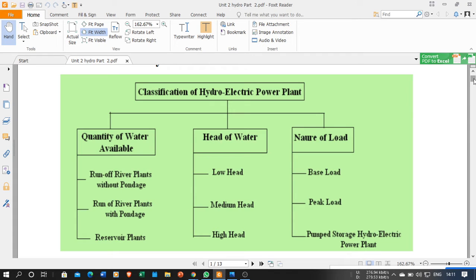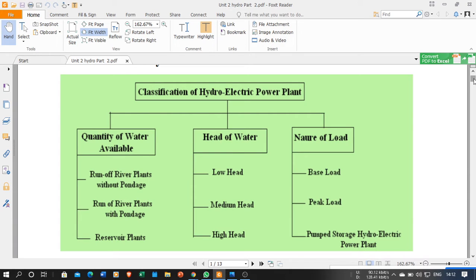One is the run-of-river power plant without pondage, in which we do not store the water. Simply, when the water in the river is flowing, at that time we generate the electricity, and that water is continuously flowing through the river. In the second case, we store the water by constructing a small dam, or by just blocking the water. That is called the run-of-river plant with pondage.